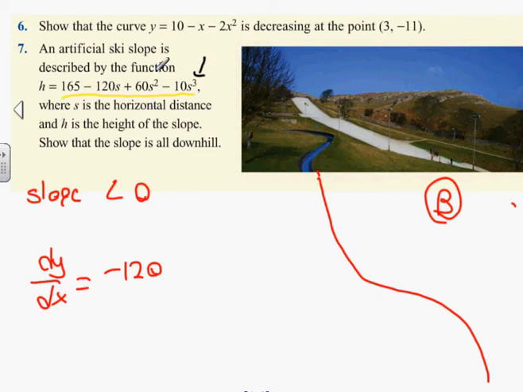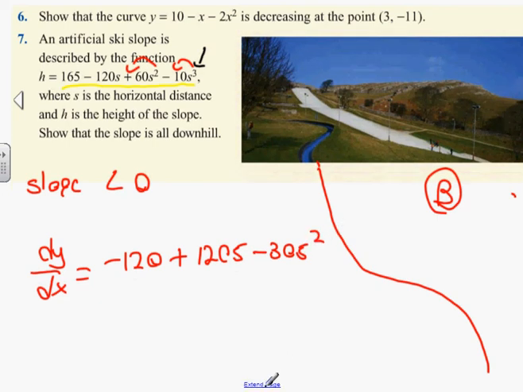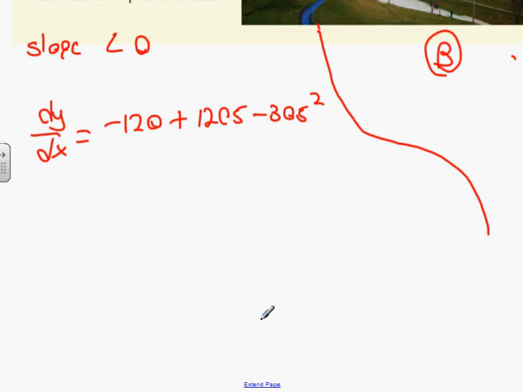60s squared. Bring the 2 to the front. 2 times 60 is 120s, good man. And then bring the 3 to the front. Minus 30s squared. Okay, now we're looking at this here, and we have to prove that this is always negative. Okay, so we have to prove that it's always smaller than 0.